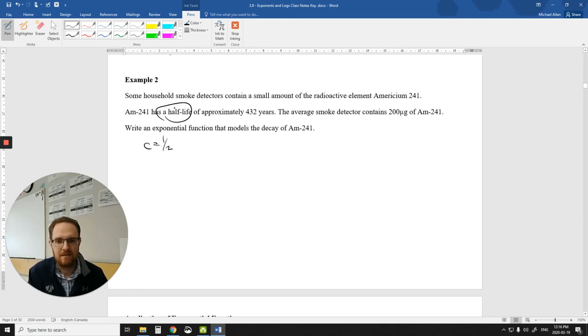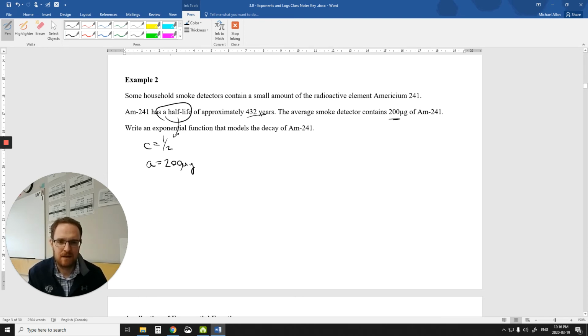You can model these without using C equal to a half. You can have a more irrational looking number for the base. But most of the time, because it says half-life, the best case is to say our C is equal to a half. Over here, it tells us what our starting point is, so we know our A is this 200 micrograms. That's a little mu symbol, a Greek letter.